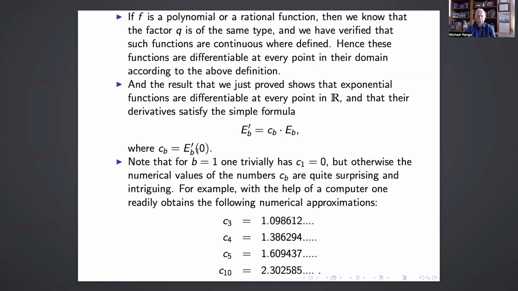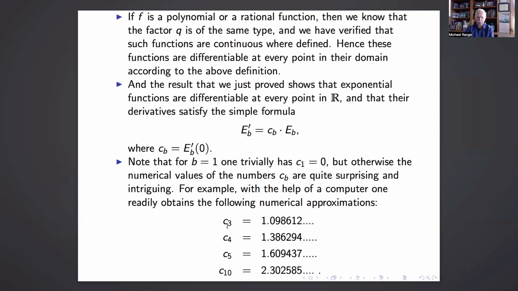Note that for b equals 1, one trivially has c sub 1 equals 0, because the exponential function with base b equals 1 is simply the constant 1, so its derivative is 0. But otherwise, the numerical values of the numbers c sub b are quite surprising and intriguing. For example, with the help of a computer, one readily obtains the following numerical approximations.